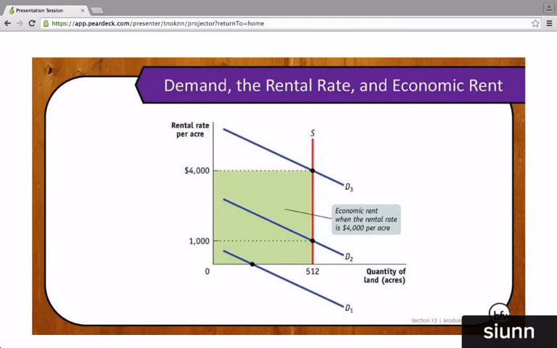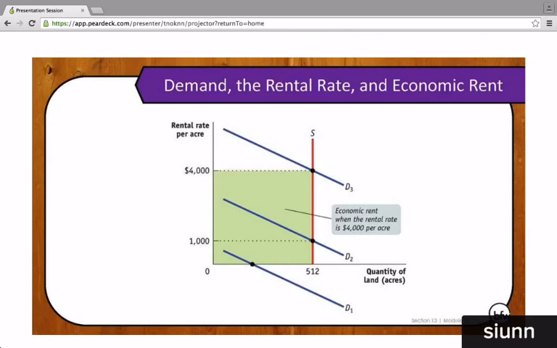Well, if we had a demand for that land that was demand curve 1, as you can see, it doesn't intersect the supply curve anywhere, so the rental rate for that land would be equal to 0, and that fixed amount of land would be provided for free. But if we shift to demand curve 2, you can see that the rental rate would be $1,000 per acre. And so the total amount of economic rent that would be earned by the owners of this land would be $1,000 times the 512 acres, or the area of that rectangle.